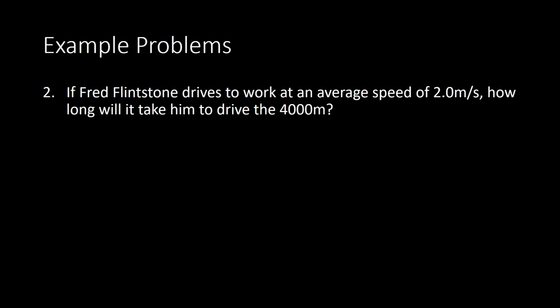Let's take a look at another example. Fred Flintstone drives to work at an average speed of 2 meters per second. How long will it take him to drive 4,000 meters? So 2 meters per second is my velocity, 4,000 meters is my displacement, and how long means that I'm solving for time. So I'm going to put this into my triangle helper here.